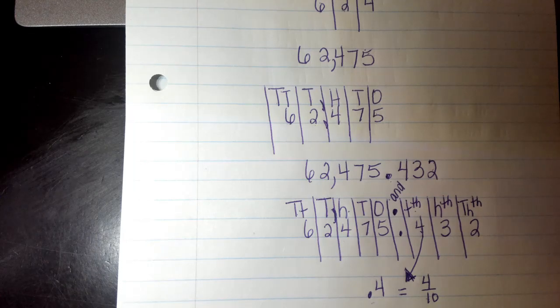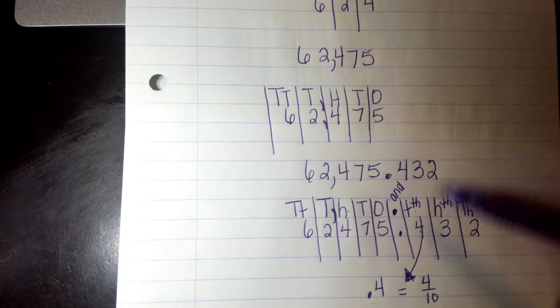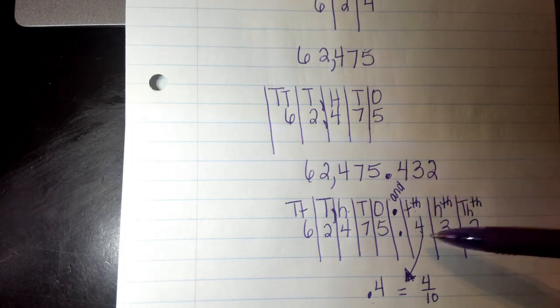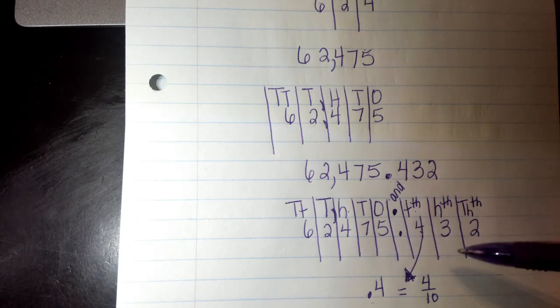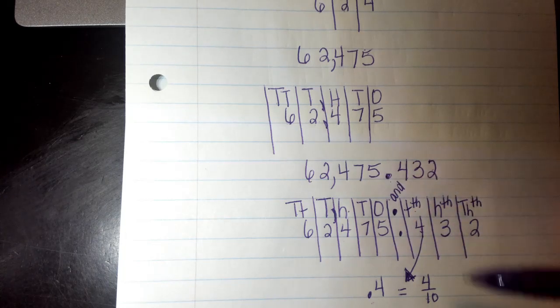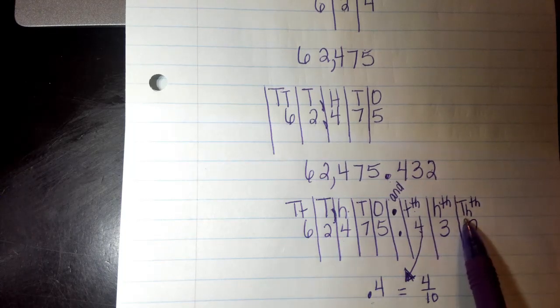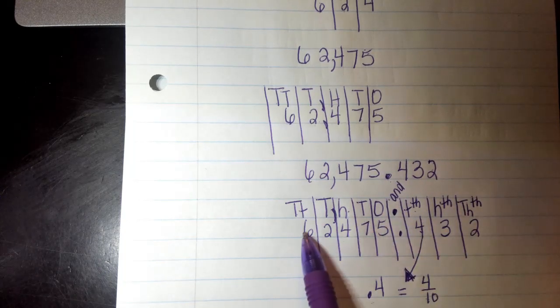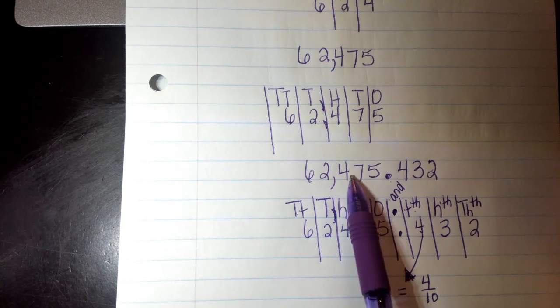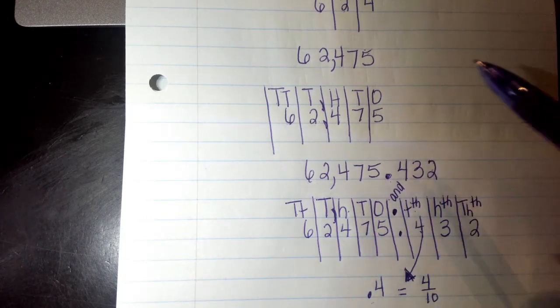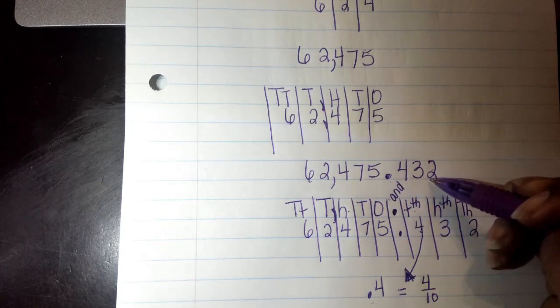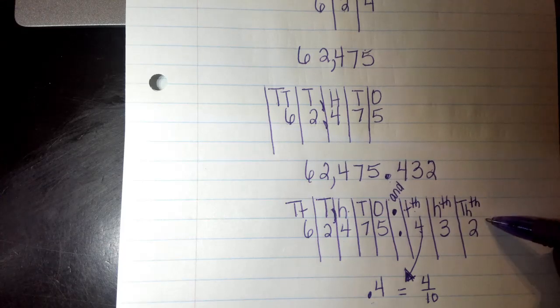I'll have another video that talks about expanding this number so that we are doing expanded form, but I wanted to make sure that you know place value and why that's important. Just knowing the value of the digits where they sit in the number is important, and how to say this word. So this number again would be 62,475 and 432 thousandths. Okay?